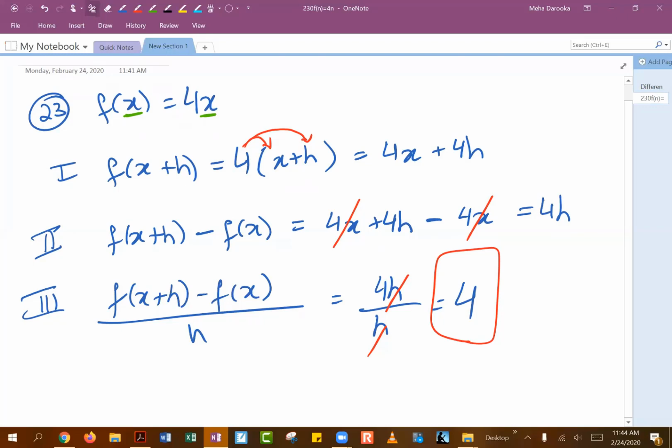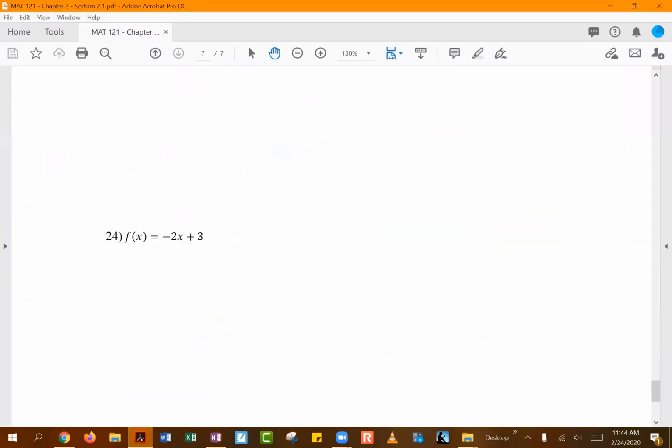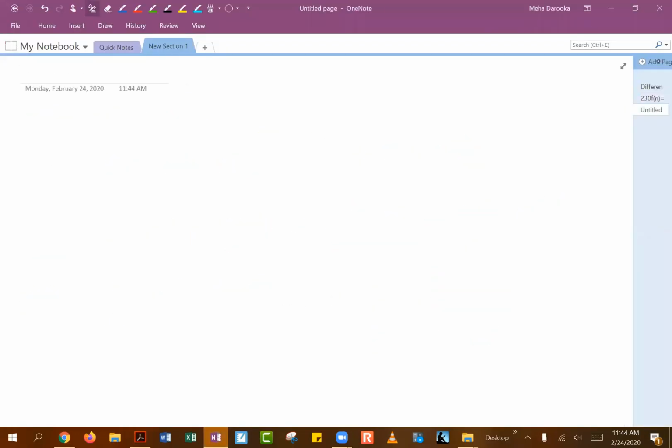Let's try 24. Okay, and I've changed 24 also. It used to be a fraction, but now we're just giving you a straight line here. So let me see, negative 2x plus 3, what will be your difference quotient for this guy?